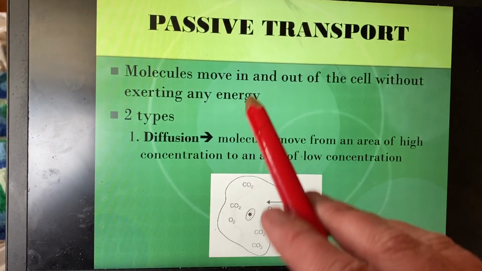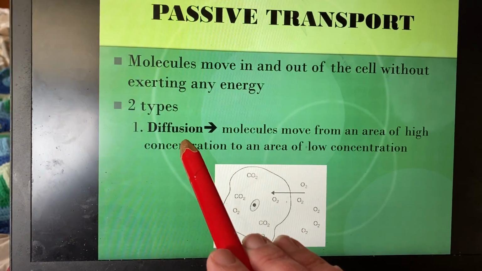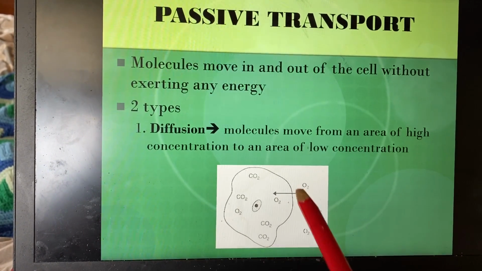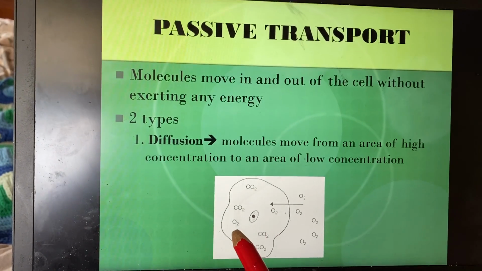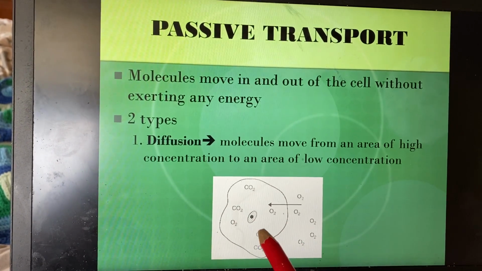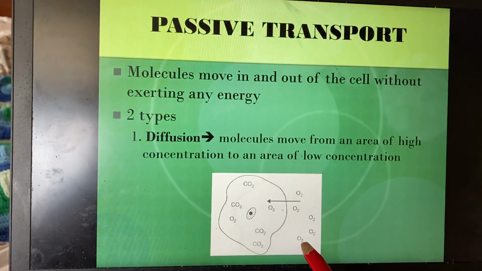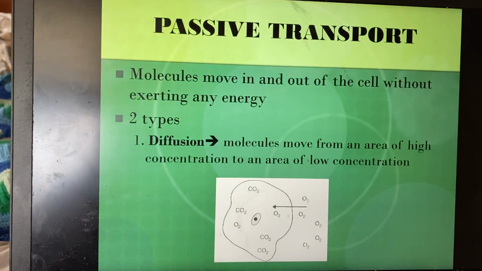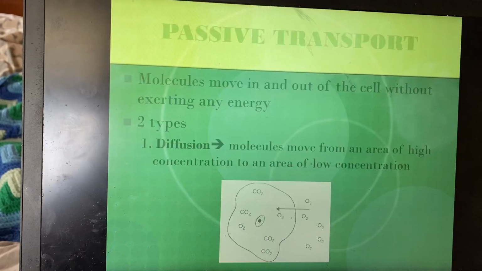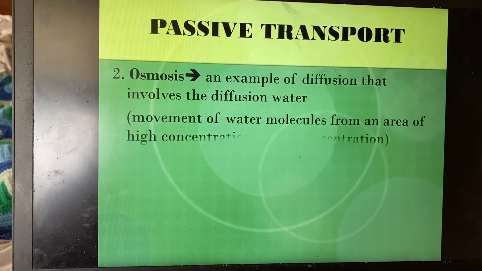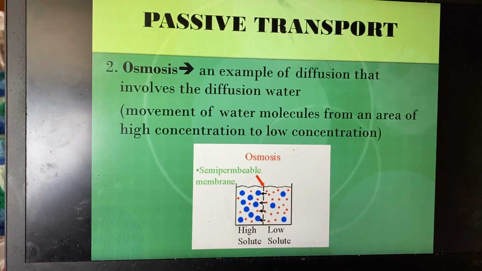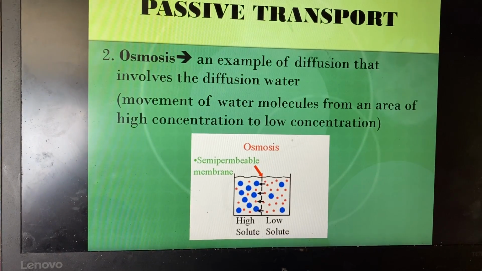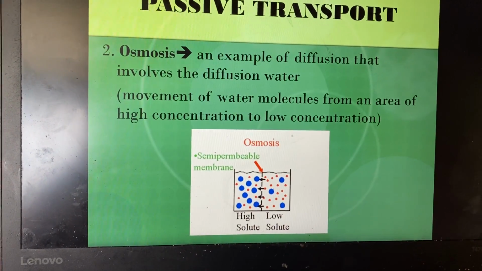and they don't take a lot of energy to be around. So one example of passive transport is diffusion, which we've talked about, when they move from an area of high concentration to an area of low concentration. In this example, there are 2 molecules of oxygen on the inside and 6 on the outside. So they're going to move in until they're equal. A specific example of diffusion is osmosis. Osmosis is just the movement of water. It's the movement of water molecules from an area of high concentration to low concentration.